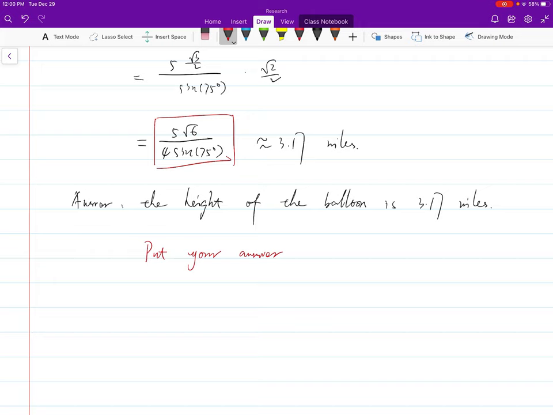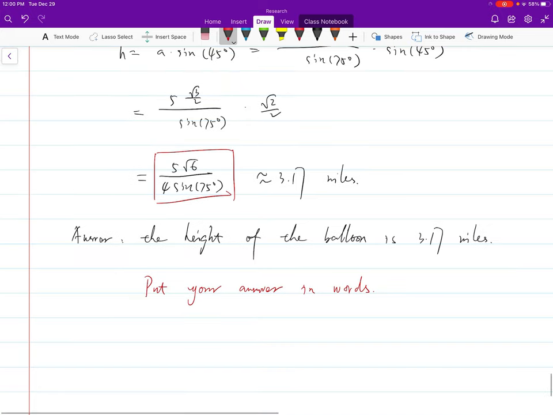Just imagine you're communicating with some people who do not know math. They just come here and they say, can you tell me the height? So the answer you give them should be, here's the height. They probably don't have the capacity to read all the mathematical expressions you have, so you need to give them an explicit answer in words.